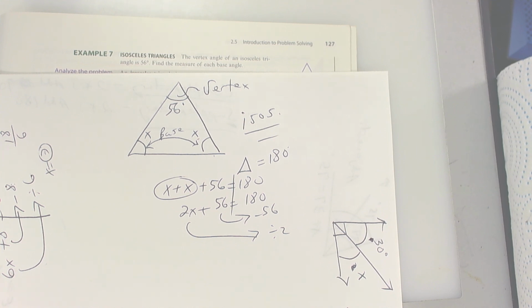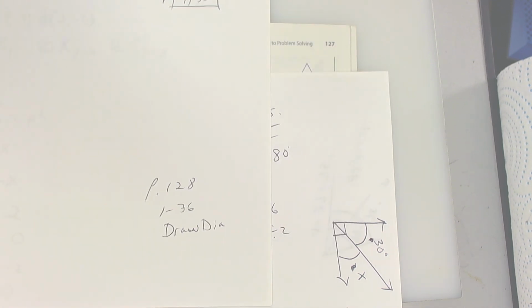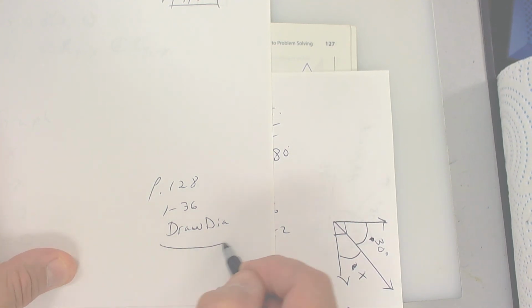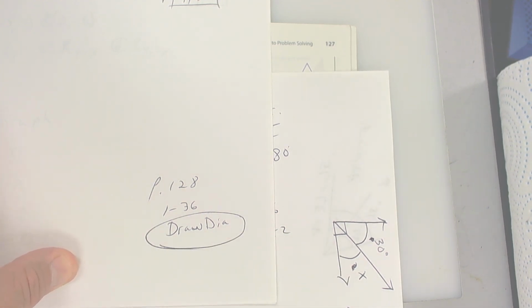All right, your assignment is right here. Make sure you check your answers. You only have 36 of them today, but I do want you to draw your diagrams. All right, I'm going on to the geometry lesson. All right, so let me get rid of this book. Let's talk about geometry.